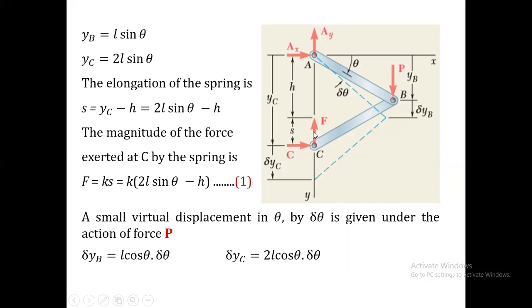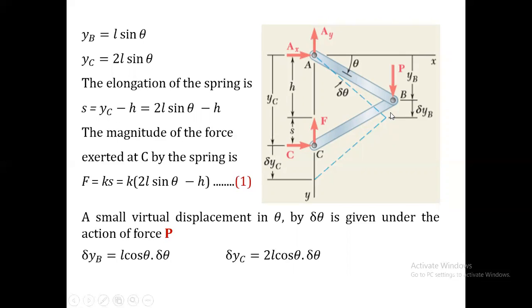The magnitude of the spring force we all know: F is equal to K times X. That is, the spring force is equal to the spring constant multiplied by the elongation of the spring. By this we can determine the spring force. Now we know the displacement at each point: the displacement at point C, the virtual displacement at point B, the force at point C, and the force at point B.